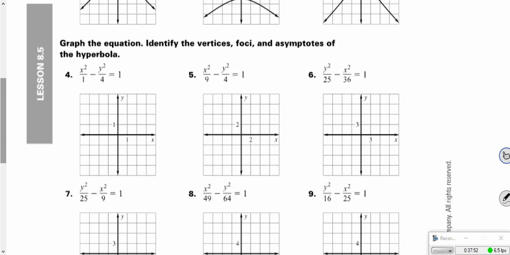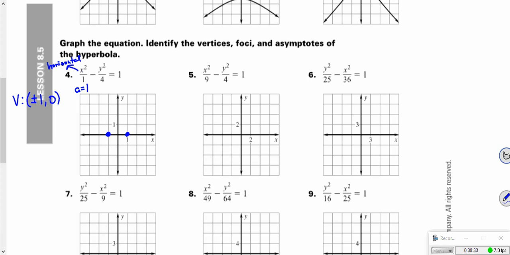Moving right along. Graph the equation, identify the vertices, foci, and asymptotes of the hyperbola. I did 3 of these in the study guide, so I'm going to quickly blow through here. First thing that jumps out at me is that this has got to be horizontal. My transverse axis is horizontal because it starts with x squared. So that's also going to tell me that if a squared is 1, a is 1. So my vertices are going to be plus or minus 1, comma 0. Right here and right here are my 2 vertices.